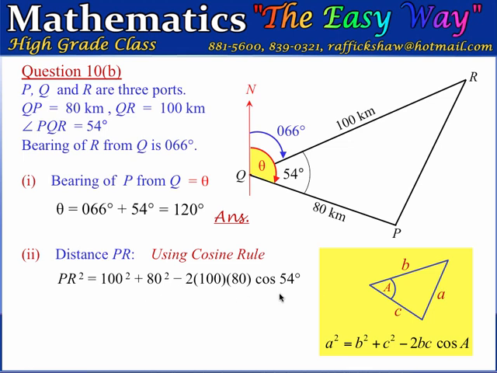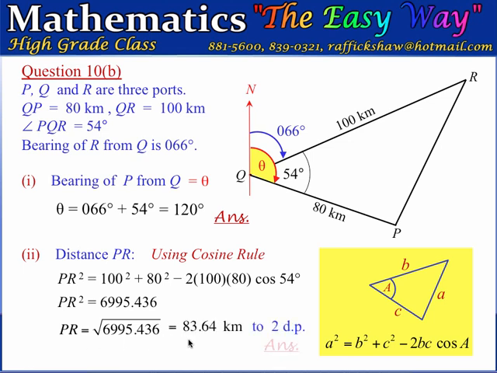And so when we do our calculation with a calculator, this works out to be 6,995.436. And to find PR now, we take the square root of both sides, and this is it. And when we do that calculation, PR comes out to be 83.64 kilometers, correct to 2 decimal places. And that's the answer for that part.